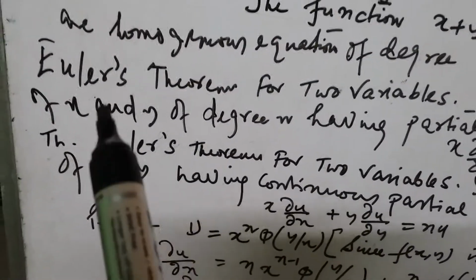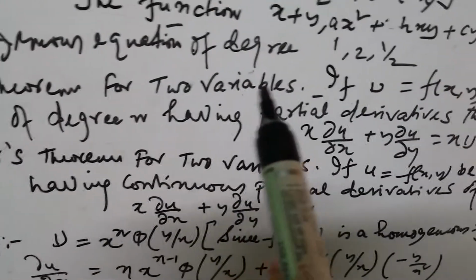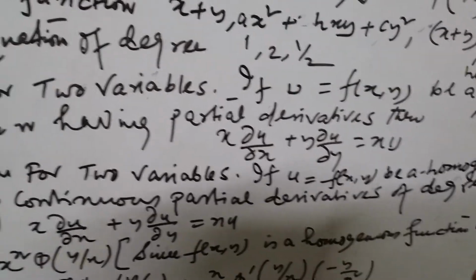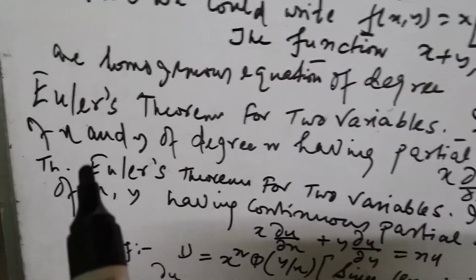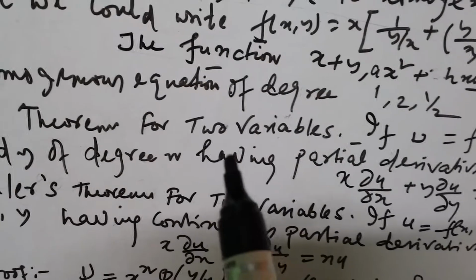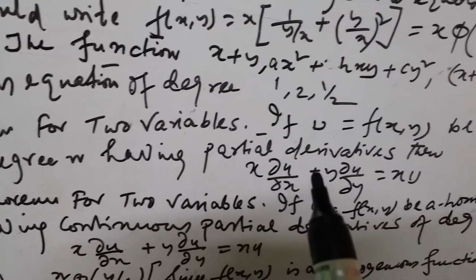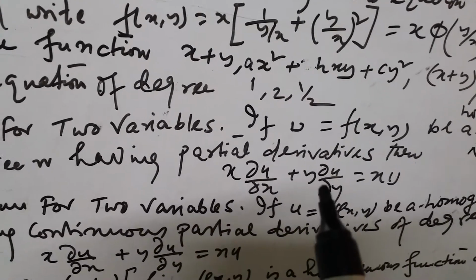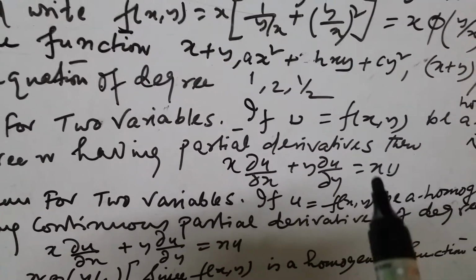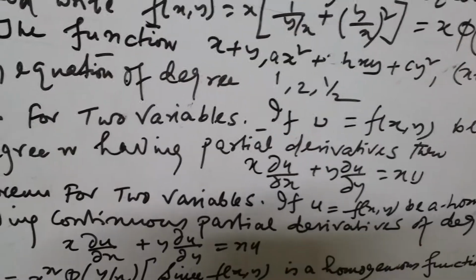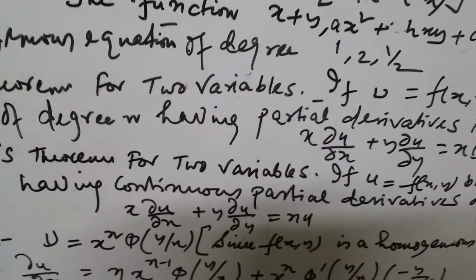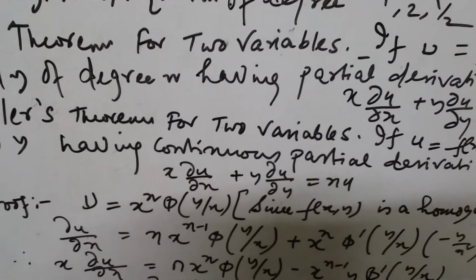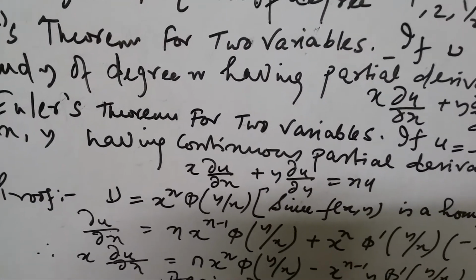Now I prove Euler's theorem for two variables. If u equal to f(x,y) is a homogeneous function of x and y of degree n having partial derivatives, then x del u by del x plus y del u by del y is equal to nu. This is Euler's theorem. Okay, how can we prove this?